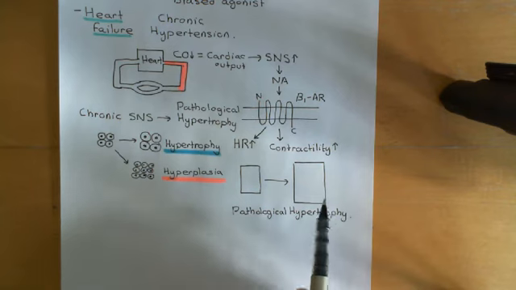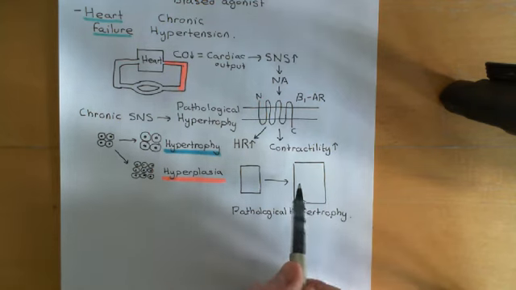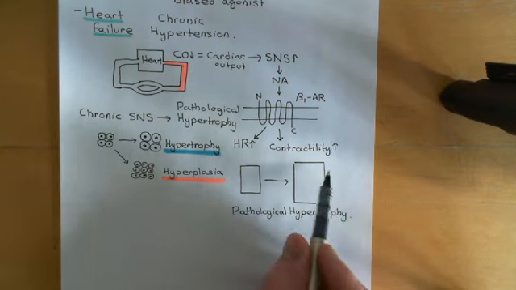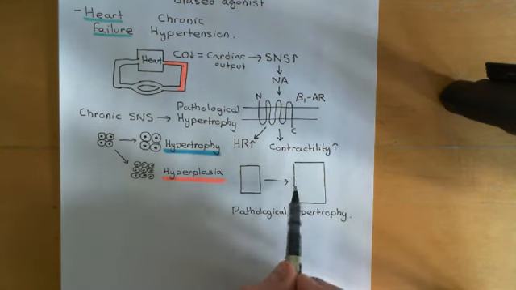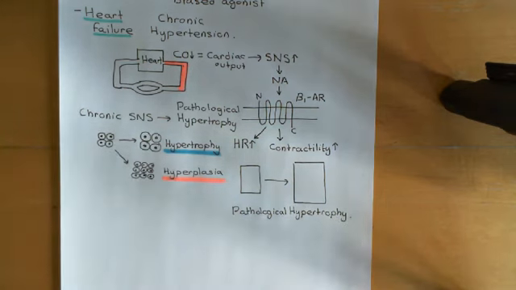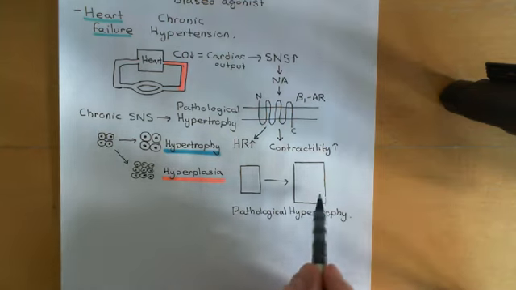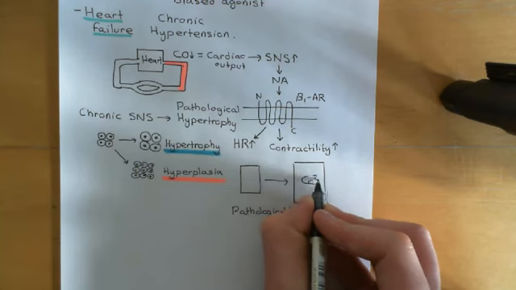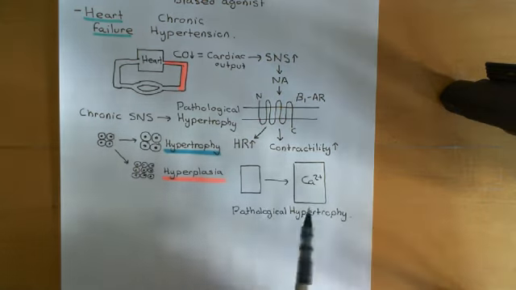And it's thought that what really goes wrong in these cardiomyocytes is calcium signaling. So remember, for the cardiomyocyte to contract, the action potential that propagates along the membrane of the cardiomyocyte has to be converted into a calcium signal in the cytoplasm, which then causes the cardiomyocyte to contract.